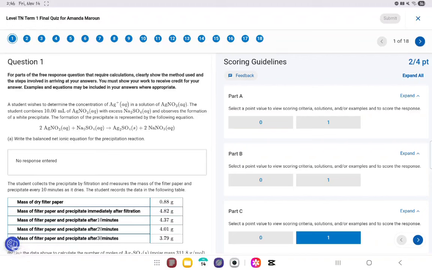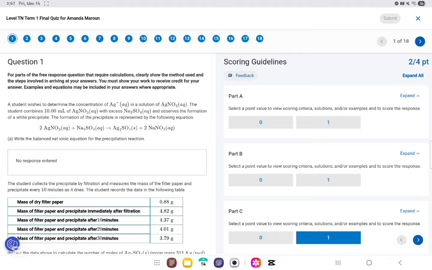So today I'm going to be explaining the Level T and Term 1 final quiz, which is found in the AP Classroom. Okay, so I submitted it, and now I'm going to get the answers. What I'm going to do is read the questions, look at the answers, and see how we need to answer this question if it came as a written part.